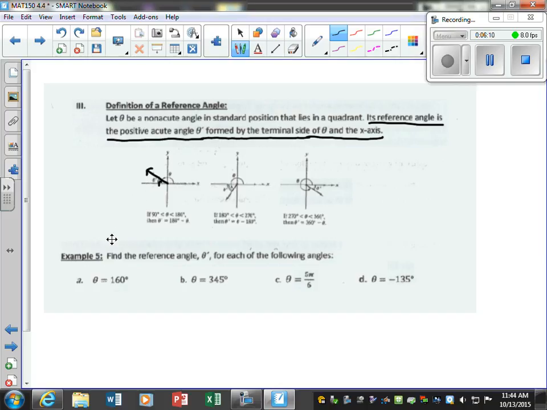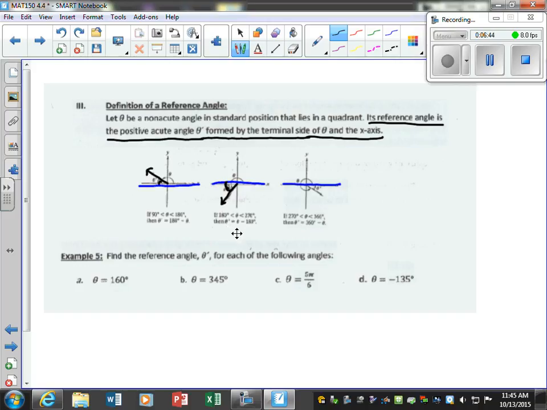Okay, it's the smallest angle, less than 90 degrees, that gets me back to this x-axis. Let me just highlight the x-axis, because everything's going to be relative to that. Now, for example, in this next one, if this is my angle theta, the closest way to get back to the x-axis, would it be going in this direction or this direction? Right, we need it to be less than 90, so we can see a reference angle for this case would be this angle.